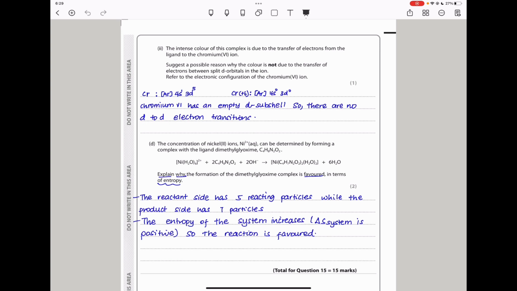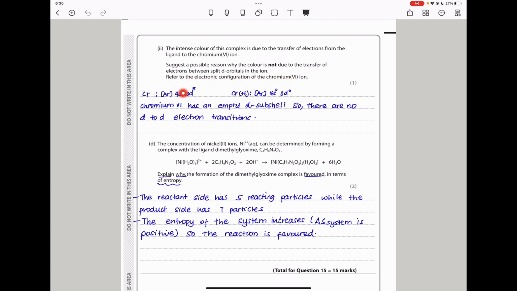Here they say the intense color of this complex is due to the transfer of electrons from the ligand to the chromium 6 ion. Suggest a possible reason why the color is not due to transfer of electrons between split d orbitals in the ion. They want you to refer to the electronic configuration of chromium 6 ion.